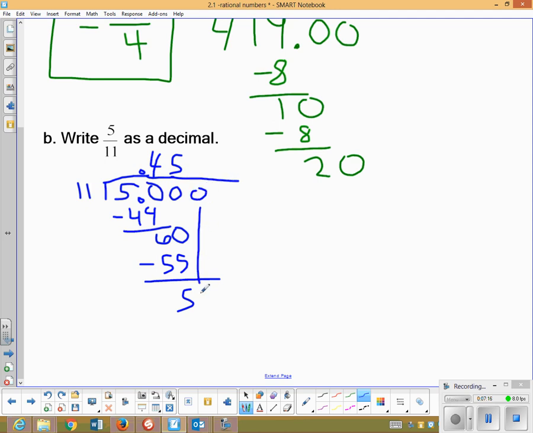And remember in our key ideas in the last page, if you see a pattern that repeats, I see 4 and 5 keeps repeating. We're going to go ahead and put a bar on top of the 4 and the 5. So that tells you that 5 over 11 as a decimal is 0.45 repeating. Let me just redo that again, 0.45 repeating. So there is our answer. Okay, so this is changing a fraction into a decimal, and all we did was divide. And are these two fractions a rational number? Yes, a rational number is a fraction.